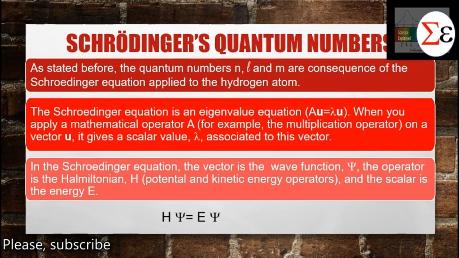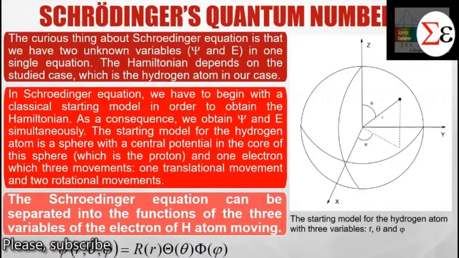In the Schrodinger equation, the vector is the wave function psi, and the operator is the Hamiltonian H, which is the potential and kinetic energy operators, and the scalar is the energy E. The famous time-independent Schrodinger equation is this. The Hamiltonian H applied to psi gives E times psi.